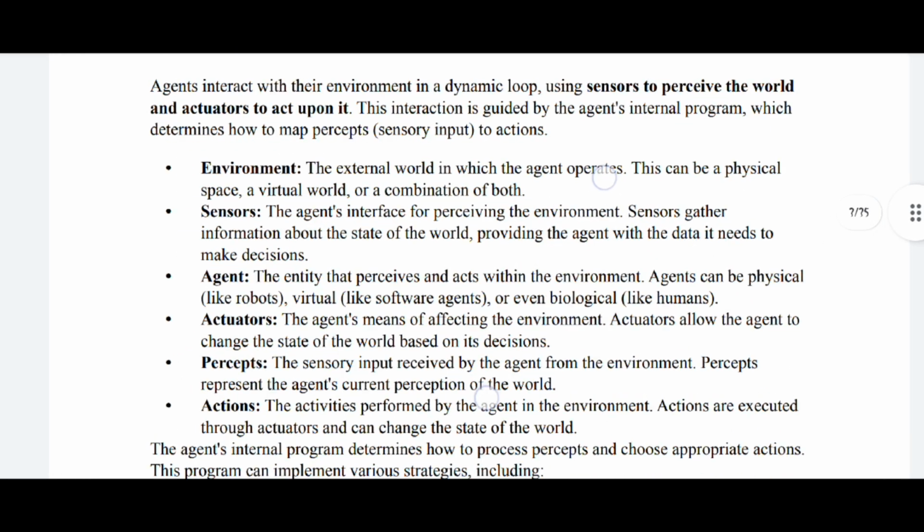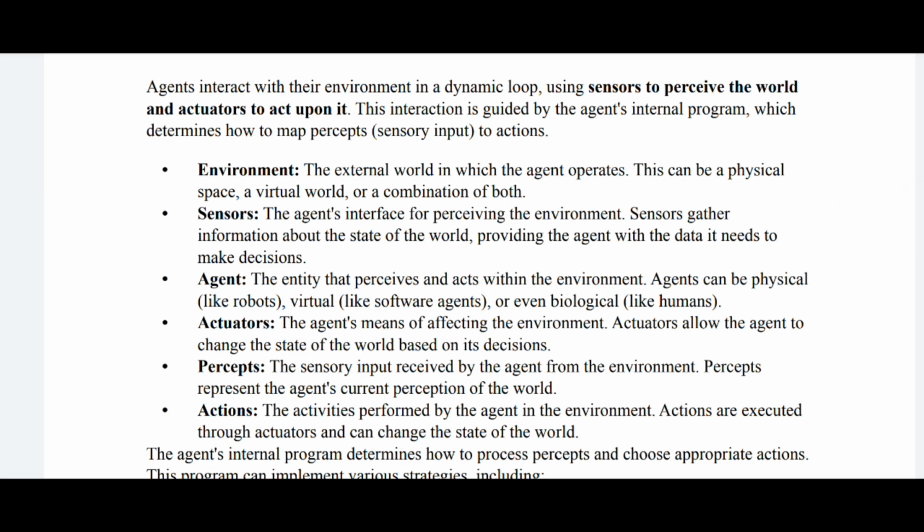The environment, everyone knows, is the external world, not the internal world like a home or small boxes like mobiles. It is the external physical space and virtual world, a combination of both. The environment includes trees, plants, humans, clothes, animals, everything. And the sensor gathers information from that world, providing the agent with data to make decisions.